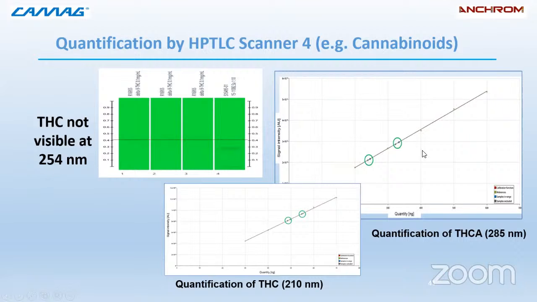But when we went for scanning, our scanning range is from 190 to 900 nanometer. And as it is showing response in the low UV region, at 210 nanometer, we could see its presence. We have got the response. We have got the peak for THC. We could quantify it, as well as simultaneously quantify THCA, which is showing response at 285 nanometer. This is how, by using a scanner, you can check the response even of compounds which are showing low UV range.